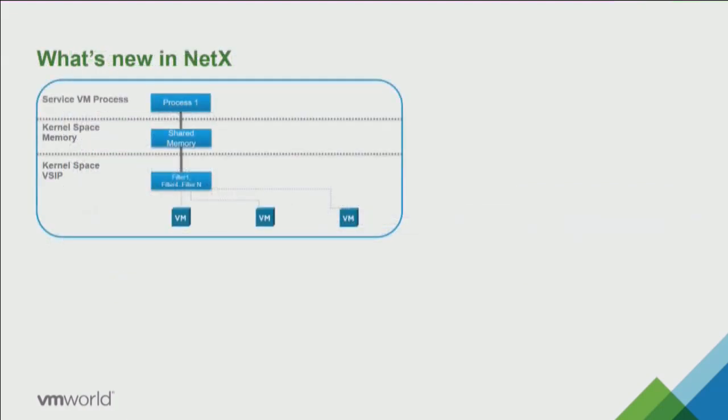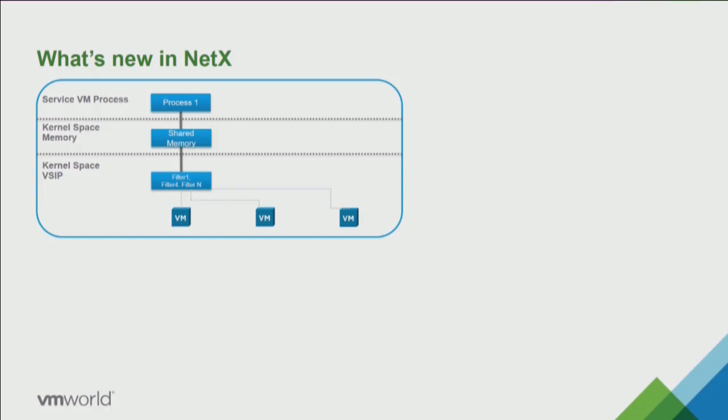So coming to the performance, what is new? NetX up until now, as I showed you in the architecture, was single-threaded. That means you had only one channel to send traffic to the partner. So that was the limitation. Whatever we could do with this was the limitation in terms of performance.